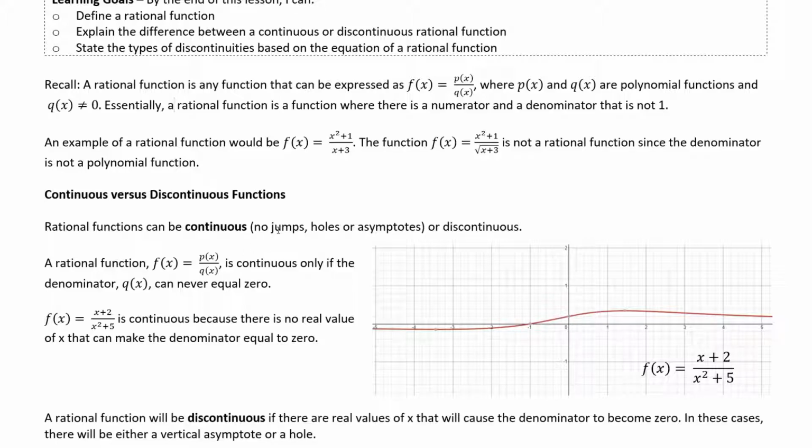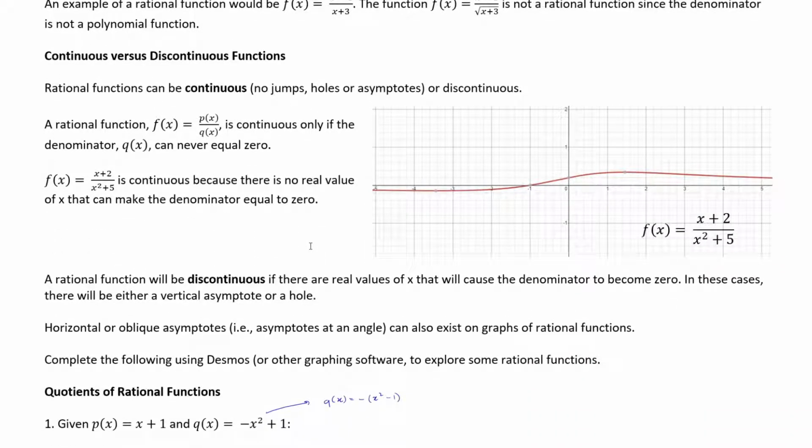The function f of x is equal to x squared plus 1 over the square root of x plus 3 is not rational because this denominator right here is not a polynomial function. So it's got to be a polynomial on the top and a polynomial on the bottom. That is a rational function.